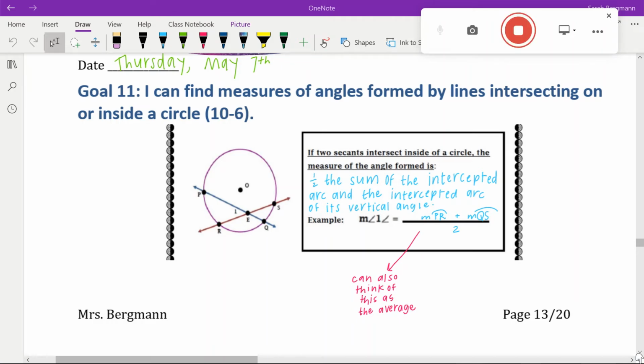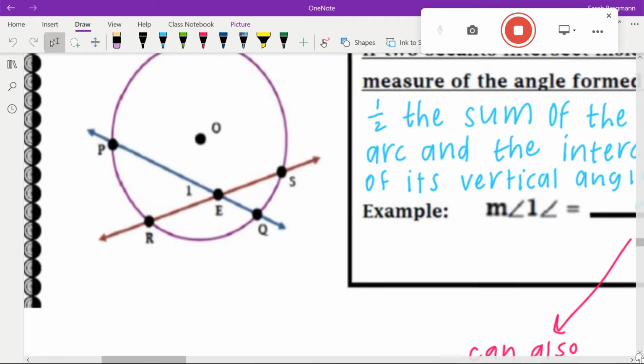Good morning, geometry. Today is Thursday, May 7th, and today we are going to be looking at finding the measures of angles formed by lines that intersect either on a circle or inside of a circle. Here's our first case that we're looking at.